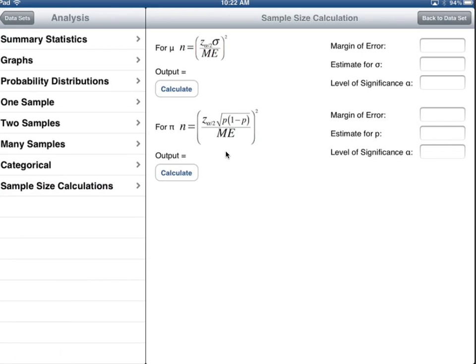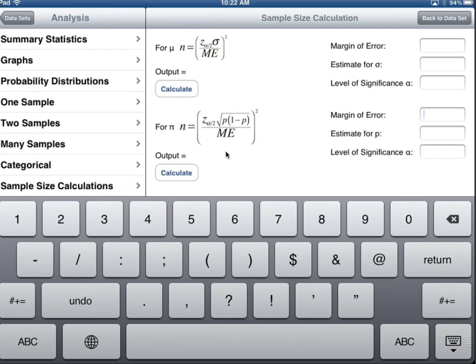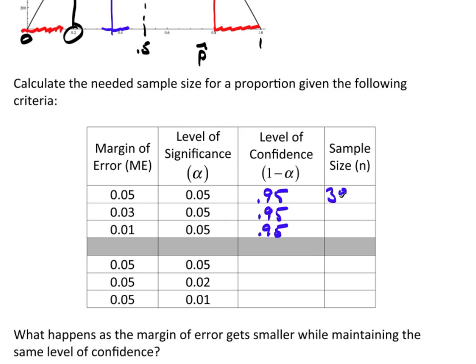So I need the margin of error. And for the first one, I said the margin of error is 0.05. Whoops, 0.05, there we go. The point estimate for p is going to be half, so 0.5. And the significance level, alpha, is 0.05. So that would need a sample size of 384.15. Now, when we get a decimal portion there, we always round up. So I would actually get a sample of 385. Doesn't matter, if this is anything but zeros, I'm always going to go up.